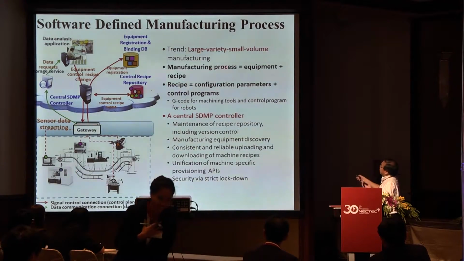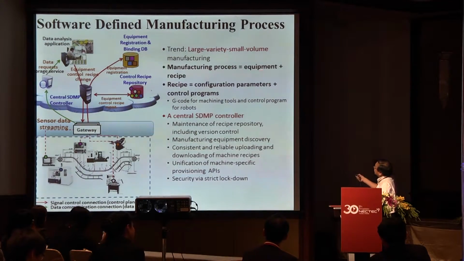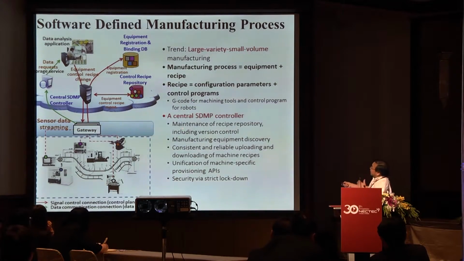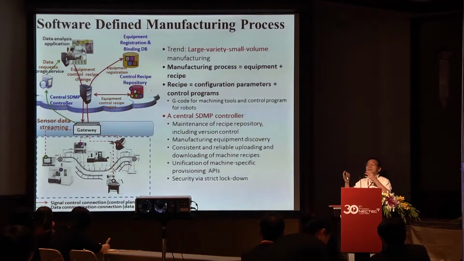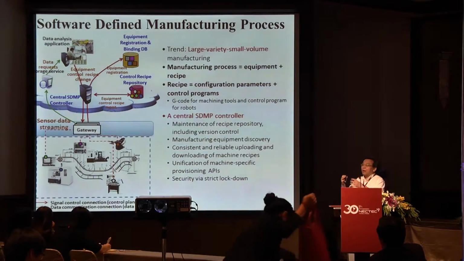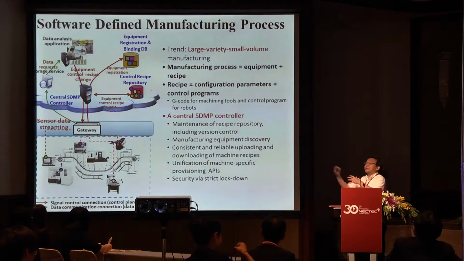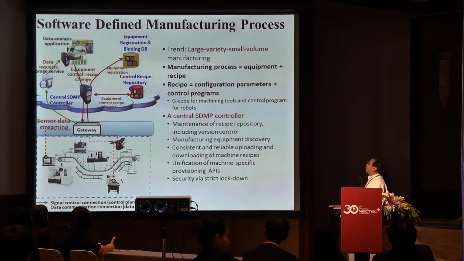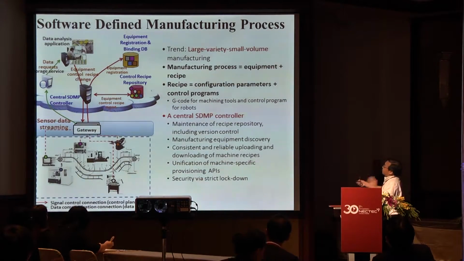So by that we mean that a manufacturing process really consists of the hardware equipment, plus the recipe, the things that go into the equipment. And recipe means the configuration parameters and the control program that runs in the manufacturing equipment, like G-code for a machining tool or a control program for a robot, for example. So just like the typical software-defined, we have a central software-defined manufacturing process controller that can maintain various recipes. And then once you want to change your manufacturing line to do something else, all you have to do is just upload a different recipe in a consistent, reliable, and error-free fashion. And that's what we mean.